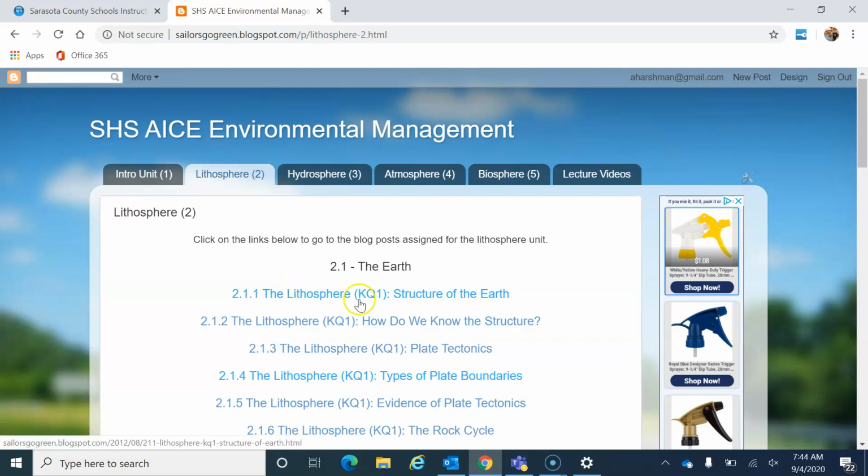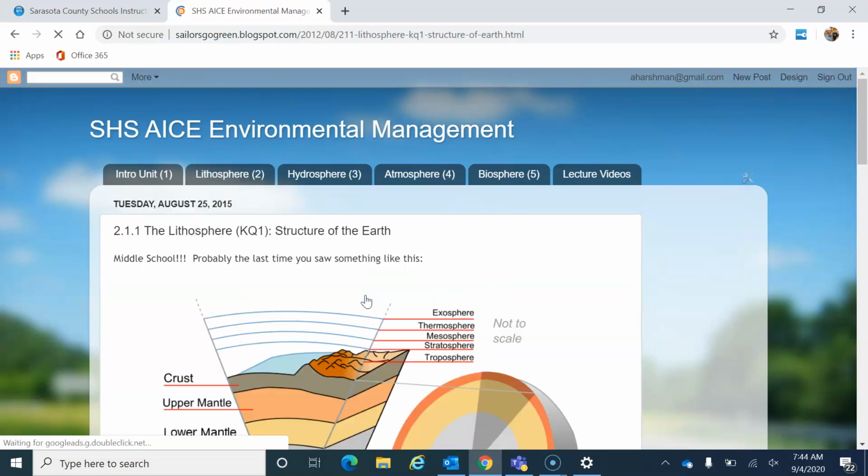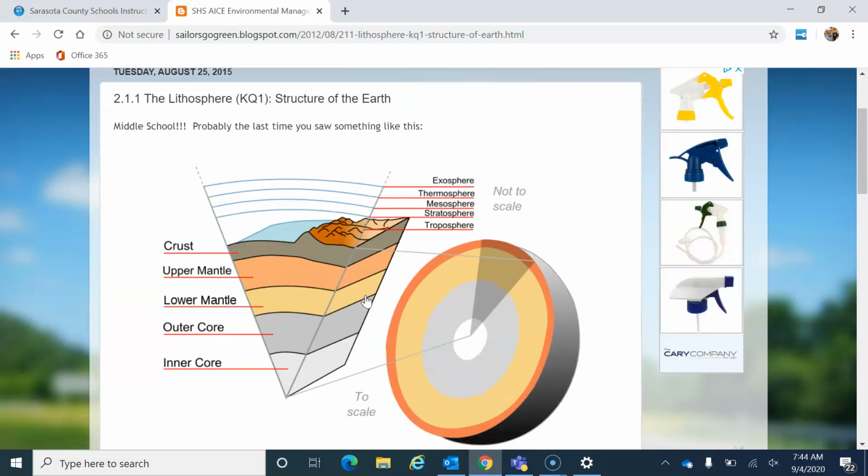Key question 1, whenever you see KQ1, if you go to the A syllabus, it's broken down into key questions. And so this is key question 1, dealing with the Earth. So structure of the Earth, let's take a look. All right, so most of you have probably seen this back in middle school. It's a diagram of the Earth if you were to just slice it directly in half. It wouldn't exactly look like this, of course, but these colors represent the different layers.